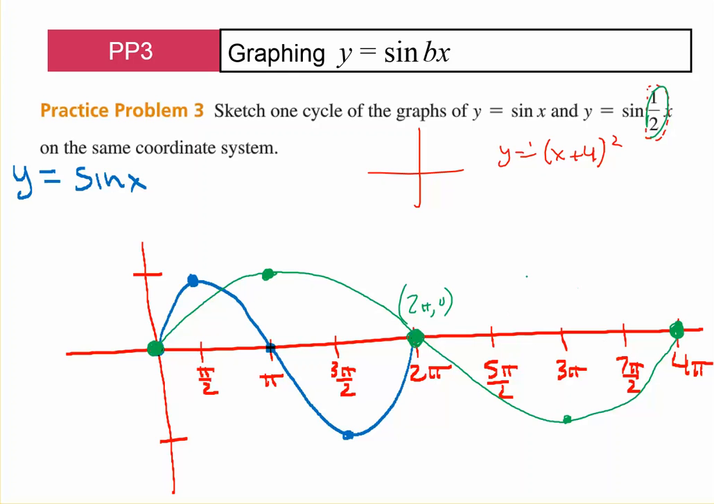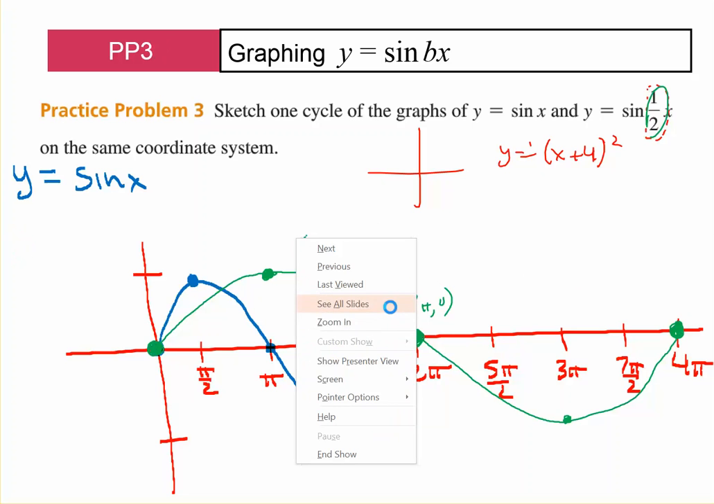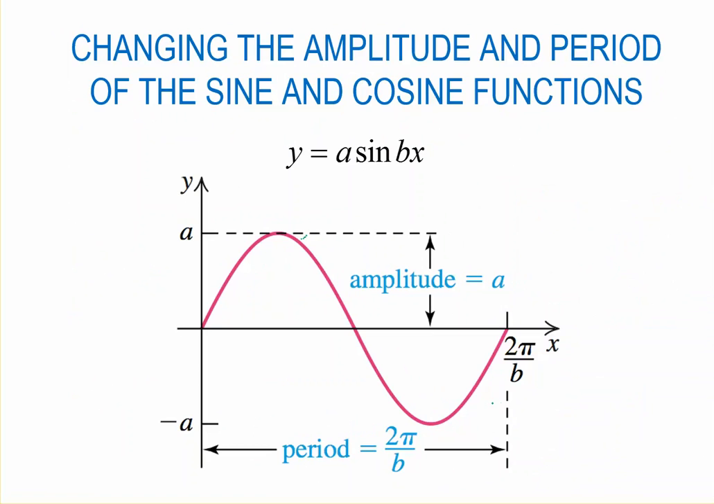Okay, so let's go on to some formulas here. So if I have y is equal to a sine of b times x, here's what I got. Amplitude is a.